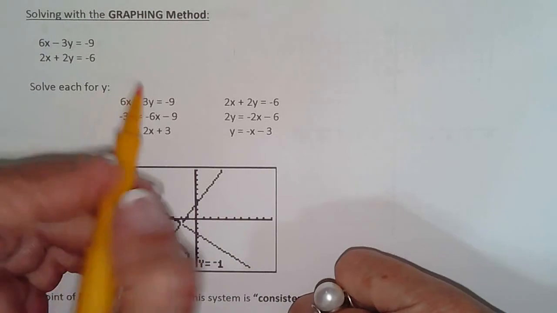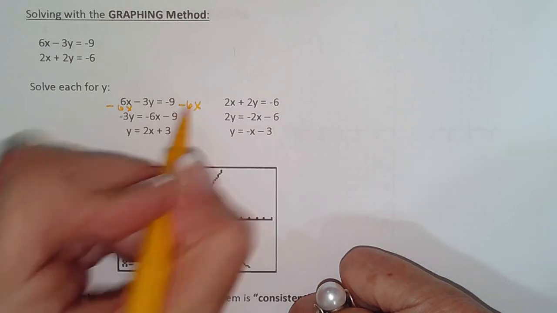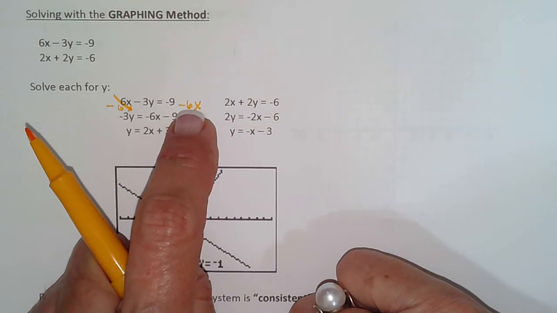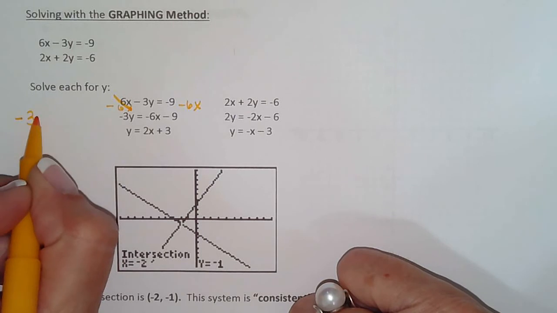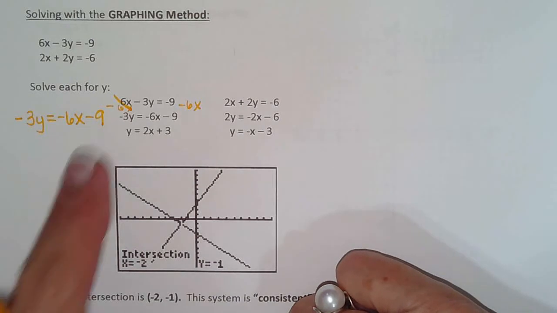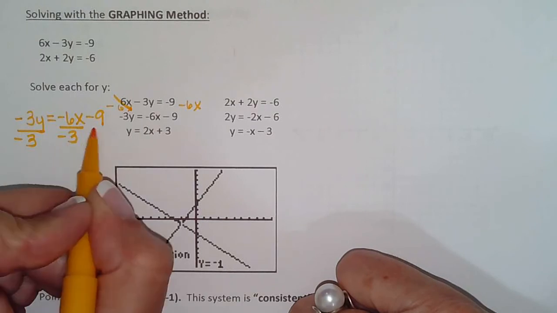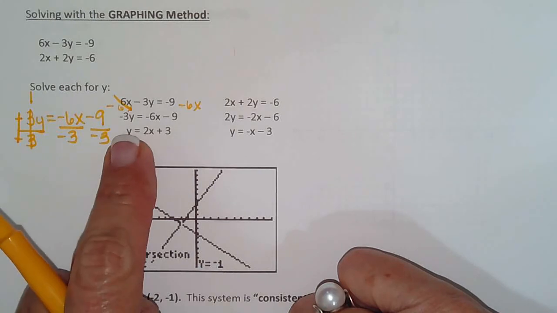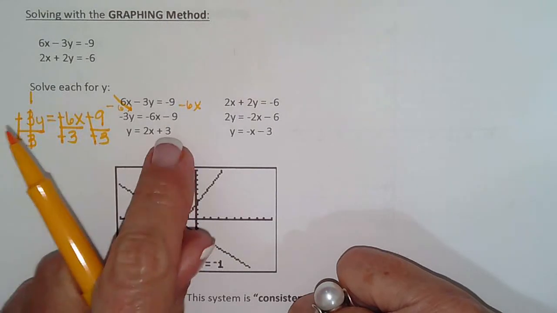So on this first one, to get y alone, we have to subtract 6x, and that leaves us with negative 3y equals negative 6x and minus 9. And then I want to show this next step out because there's lots of negatives there. So our next step from here is to divide everything by negative 3. So that leaves us with positive 1y equals positive 2x and positive 3.